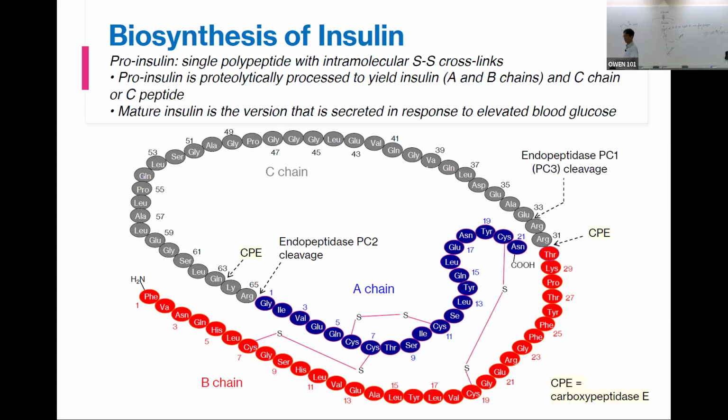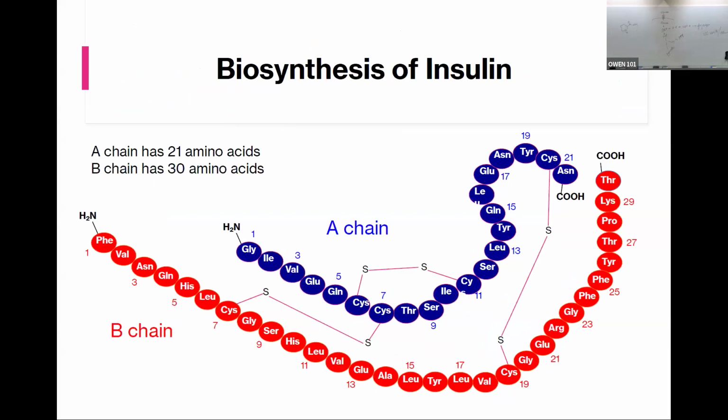But as we discussed earlier, if you want to check whether somebody still produces insulin or not, this is what you check in the blood. See if the C chain is still there or not. But the one that is active is the combination of A chain and B chain, right? That's the active insulin. The A chain has 21 amino acids, the B chain has 30 amino acids, all right?